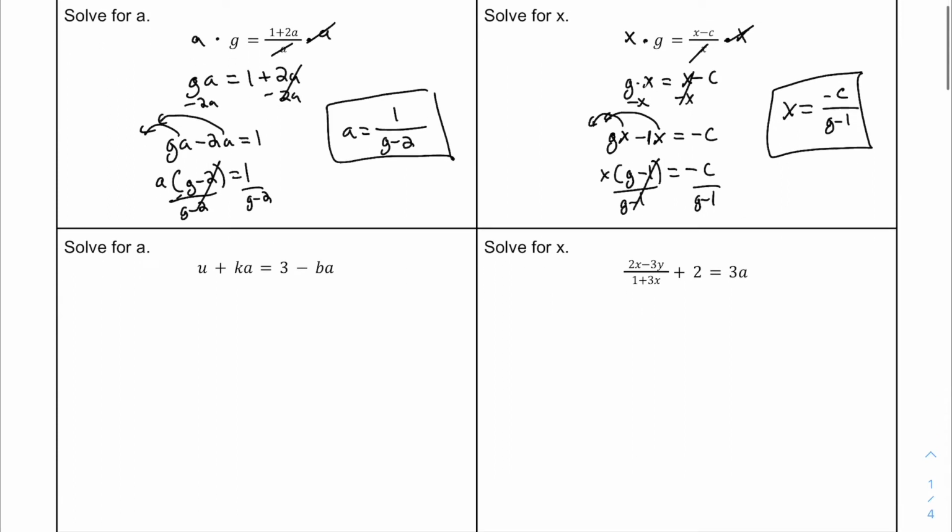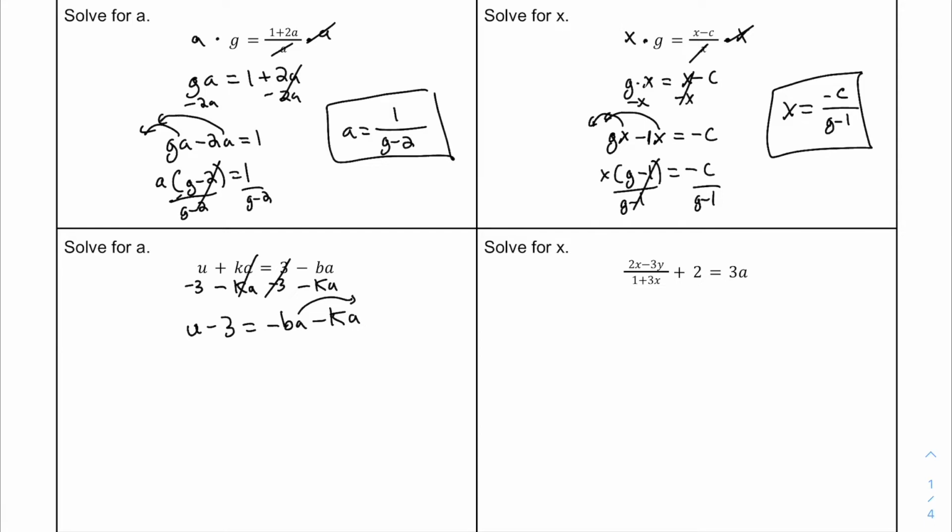Next problem, solve for a. So we have u plus ka equals 3 minus ba. So I want to get all my a's to one side and all my other terms to the other side, and then factor out my a's just like before. So here I will subtract ka from both sides. And I can also subtract 3 from both sides. So on my left-hand side, I get u minus 3 equals negative ba minus ka.